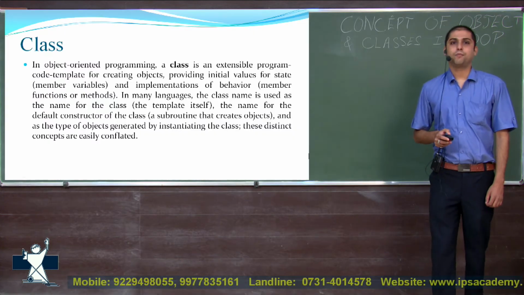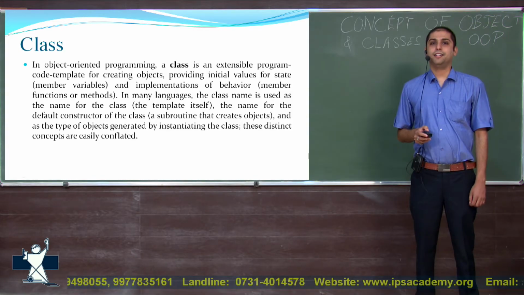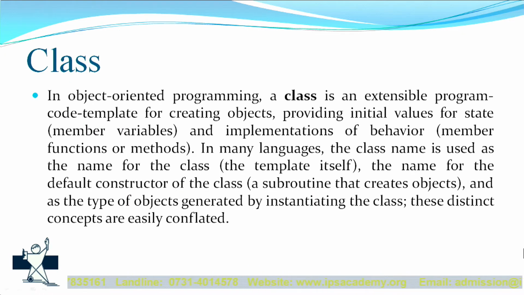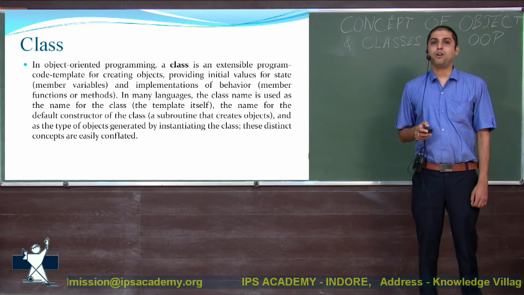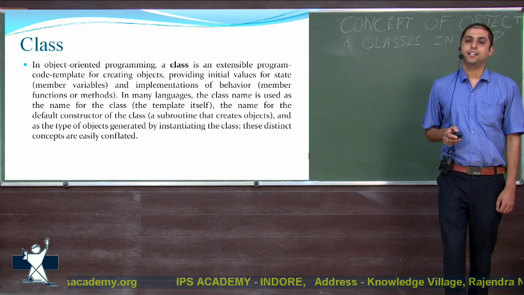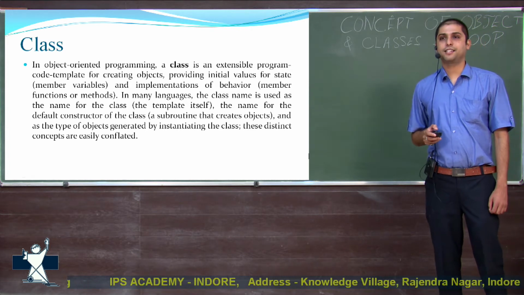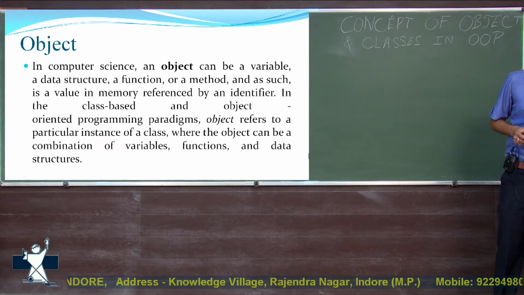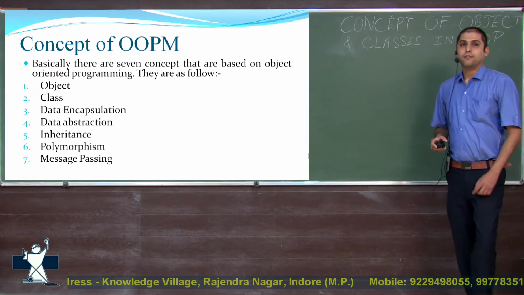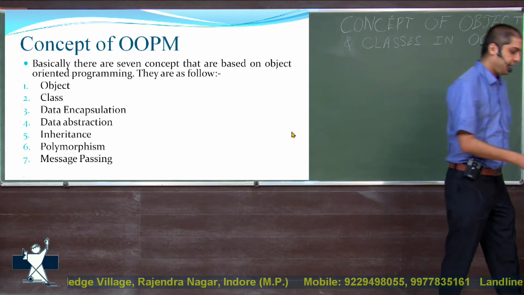Class. In object-oriented programming, a class is an extensible program code template for creating objects, providing initial values for state and implementation of behavior. In many languages, the class name is used as a name for the class, the name for the default constructor of the class, and as a type of other objects generated by instantiating the class. These distinct concepts are easily conflated. Now, we understand the concept of object and class.